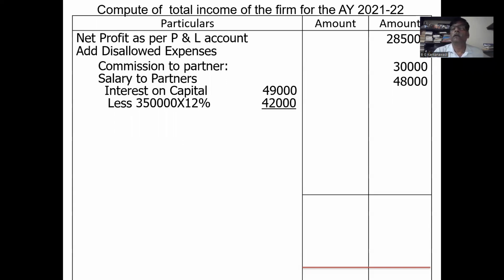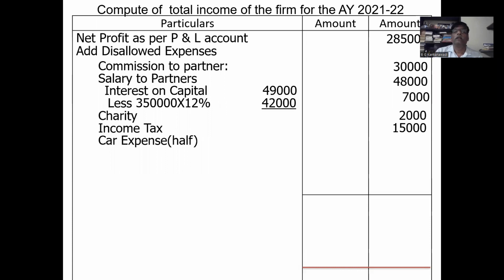Okay. If you deduct 42,000, balance is 7,000. Thereafter, you take the charity; it is disallowed. Charity is not related to business. Income tax is not related to business. Then car expense, as per adjustment, half you have to take. Out of 10,000, you take only 5,000.